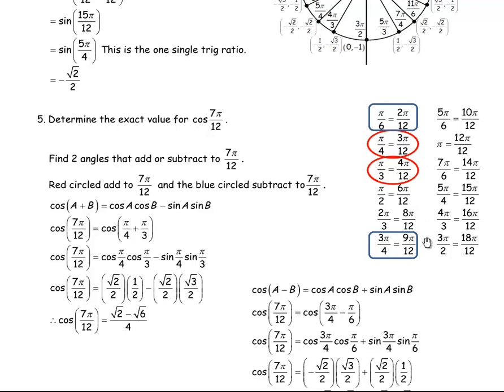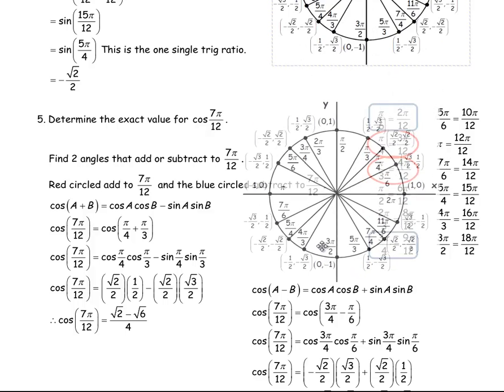So if we look at all these, we're looking for a pair of angles that add to 7π/12. So the red circled ones, 3π/12 and 4π/12, add to 7π/12. So the add part, we're looking for the cosine. So I would use the cos(A + B) identity here. So I'll let π/4 be the A and π/3 be the B. So I'm going to write cosine 7π/12 as cosine of π/4 plus π/3. And so in my identity, this would be cos π/4 cos π/3 minus the sine of π/4 sine of π/3.